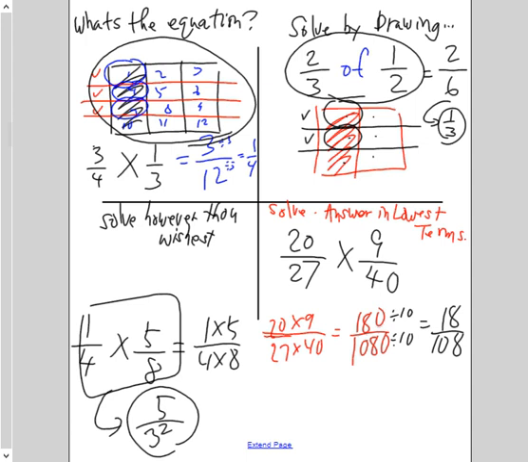Divisibility by 3: if I take the number 18 and add its digits together, and the sum of the digits is a multiple of 3, then the number itself is divisible by 3. So 18 is divisible by 3. If I take 108 and add those digits together, 1 plus 0 plus 8, I get a multiple of 3 as well. So 18 and 108 are divisible by 2, and they're also divisible by 3.